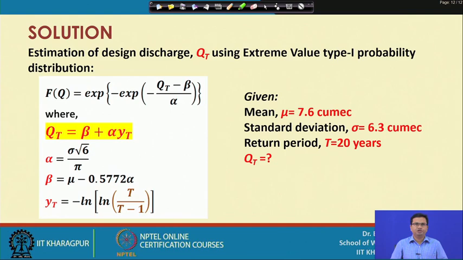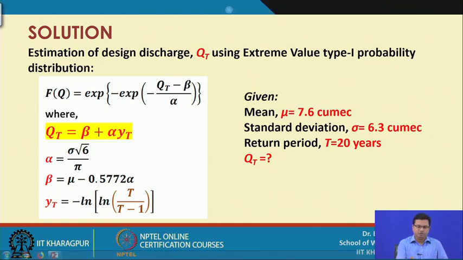Here alpha equal to sigma into square root of 6 divided by pi. So, sigma is nothing but the standard deviation, that is given as 6.3 cumec. Beta is given as mu minus 0.577 alpha. So, mu is the mean value, which is 7.6 cumec, and alpha is already computed in the previous step. So, once alpha is known, I can estimate the value of beta.